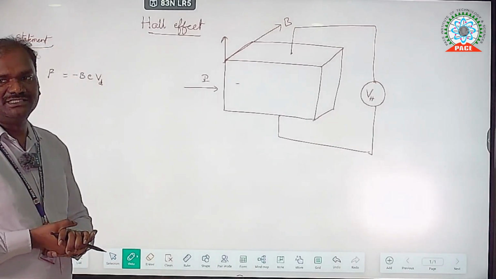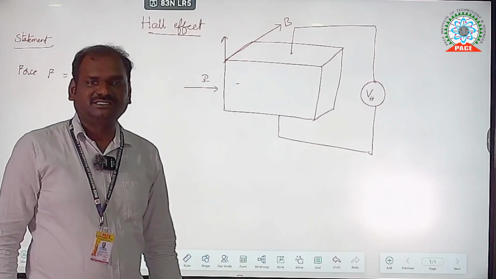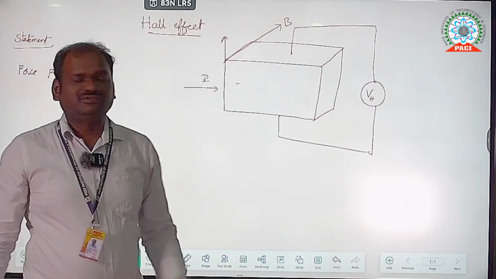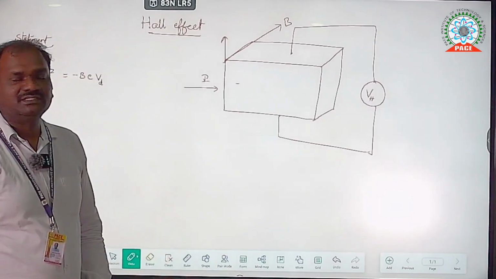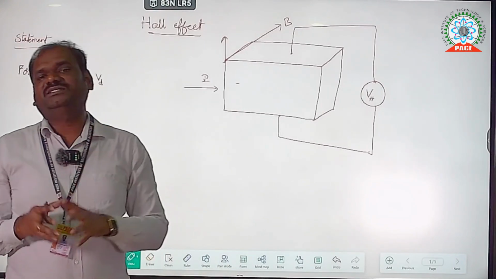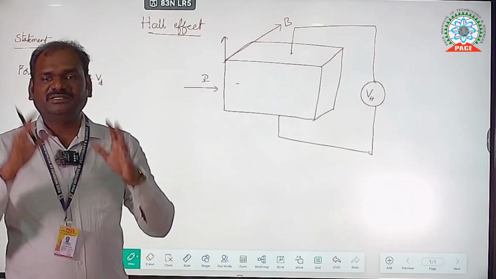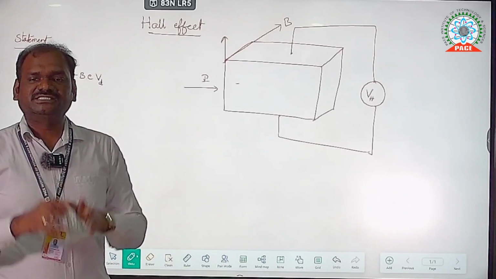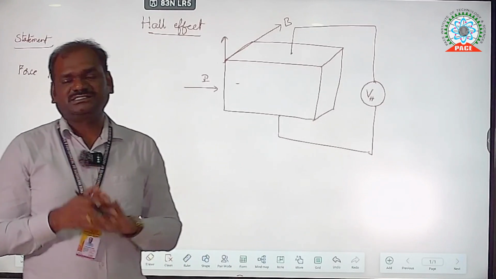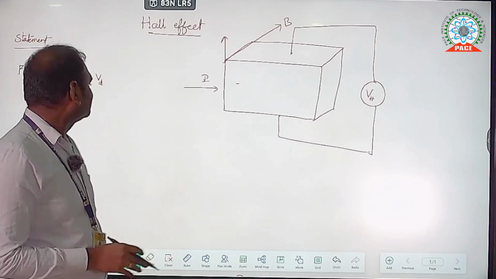Drift velocity: a current passes through the semiconductor because of the application of an external EMF or voltage. Drift velocity is the velocity acquired by the charge carriers, here electrons, in the presence of the electric field. It is a constant, steady state velocity for a particular applied electric field to the semiconductor.